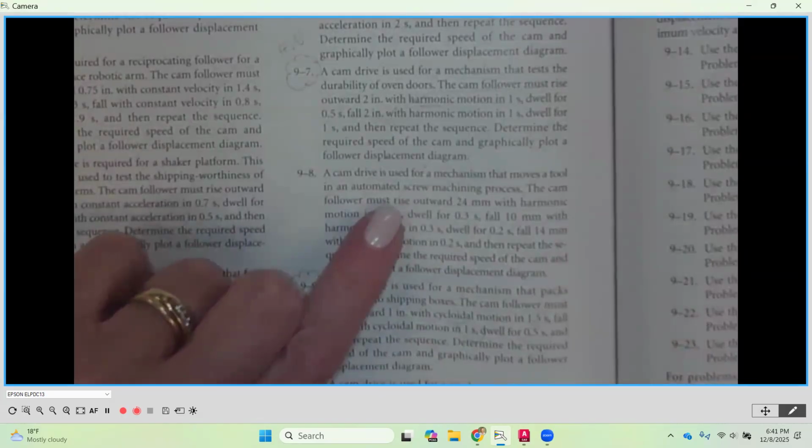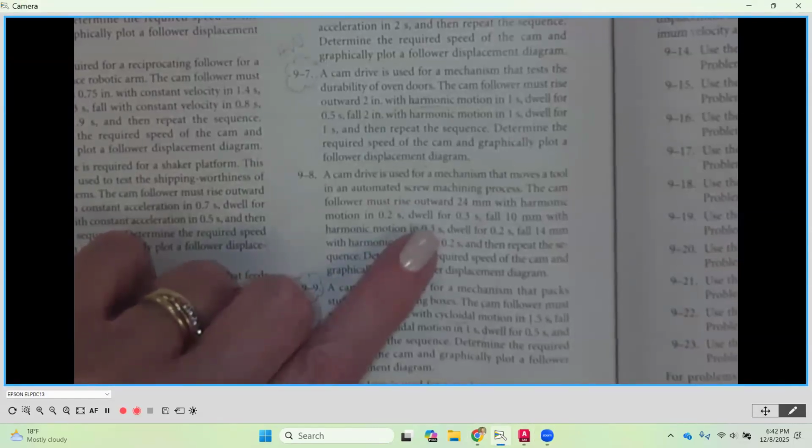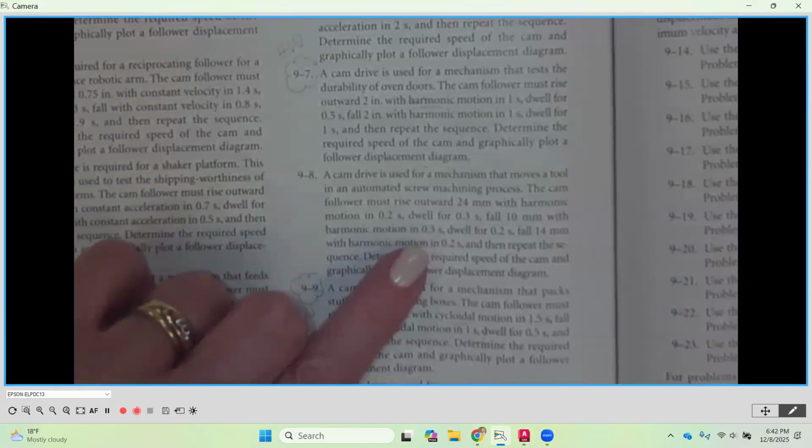So we have a cam drive used for a mechanism that moves a tool in an automated screw machining process. The cam follower must rise outward 24 millimeters with harmonic motion in 0.2 seconds. It's going to dwell for 0.3 seconds. It's going to fall 10 millimeters with harmonic motion in 0.3 seconds, and then it's going to dwell for 0.2 seconds. And then it's going to fall the last 14 millimeters using harmonic motion in 0.2 seconds. And then it's going to repeat that sequence. Determine the required speed of the cam and graphically plot a follower displacement diagram.